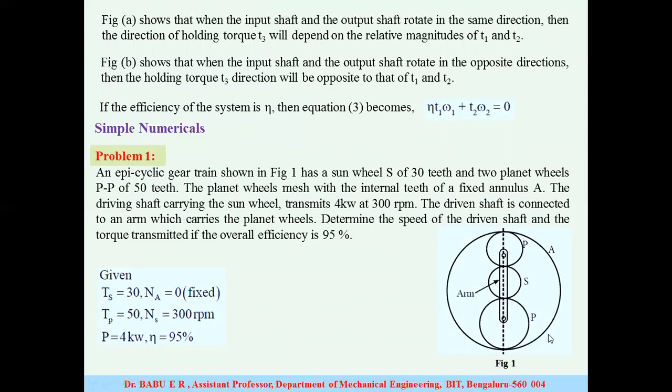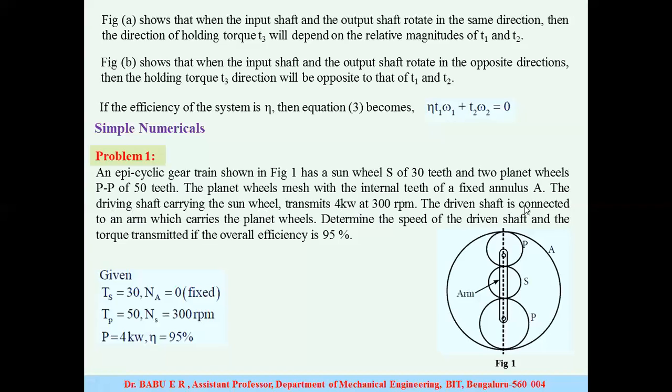So this is the fixed annulus A. The fixed annulus A is nothing but the internal gear. The driving shaft carrying the sun wheel transmits 4 kilowatt at 300 rpm. So the gear S is the driving gear, mounted on the driving shaft. It will transmit 4 kilowatt at 300 rpm.